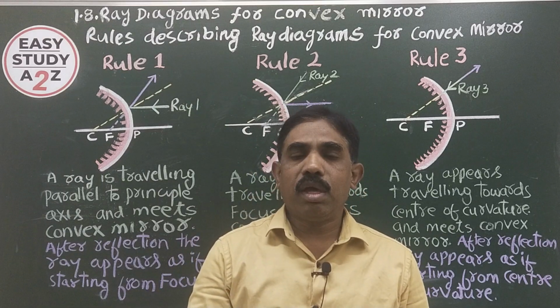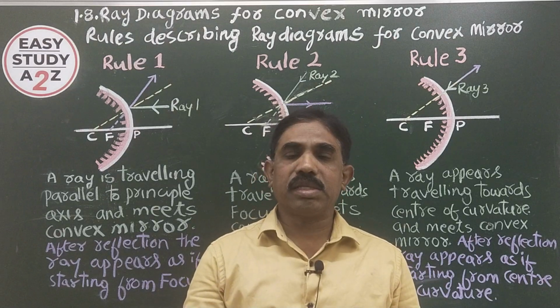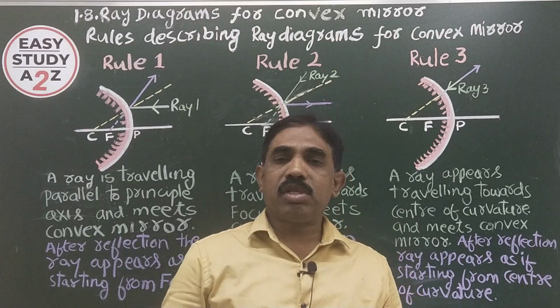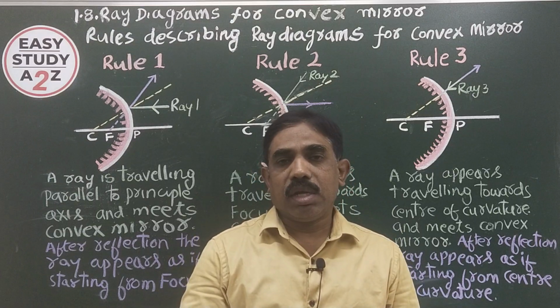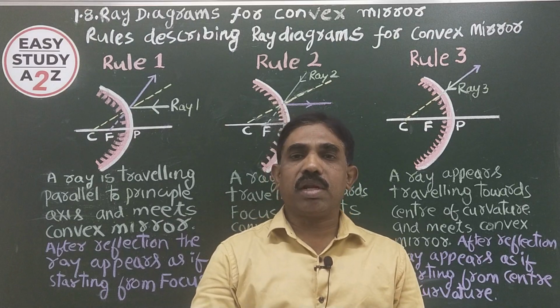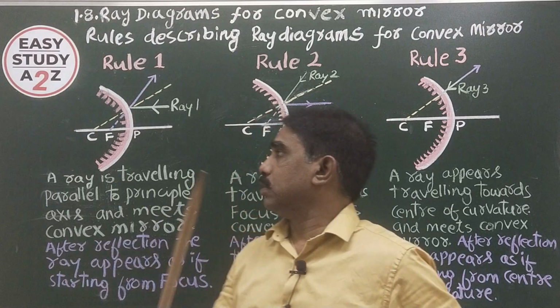In rule 1, ray 1 always travels parallel to the principal axis. In rule 2, ray 2 always travels towards the focus. In rule 3, the ray always travels towards the center of curvature. Let us discuss in detail.